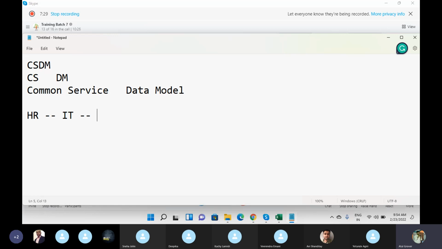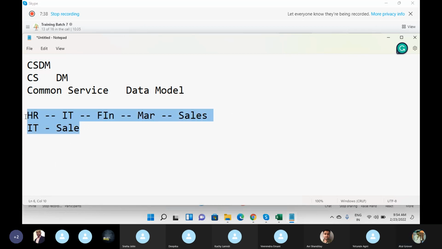HR using IT, IT using finance, finance using marketing, marketing using sales, IT using sales. Now in all these, they are using the common services. So if IT is providing the services to HR and to finance, it means the CI or the components are the same. The offering can be different. Maybe the IT team charges HR $5 per user per week. But IT is charging finance $10 per user for 3 days because they have a lot of confidentiality. They don't require that much.